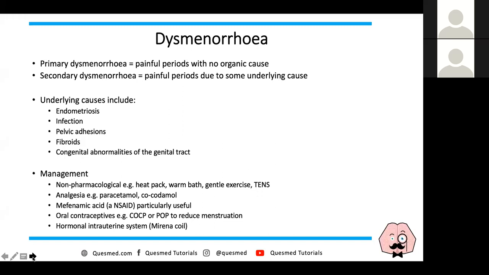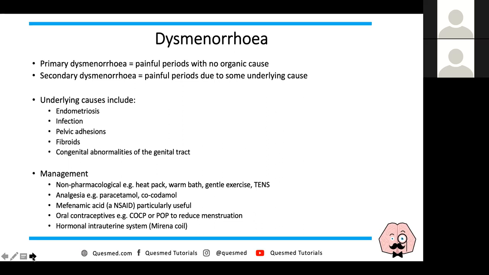So what are those underlying causes? We want to rule out things like endometriosis, infection, pelvic adhesions, fibroids, and congenital abnormalities of the genital tract. In terms of management, management aims to relieve troublesome symptoms.